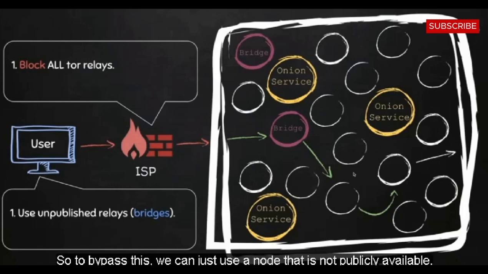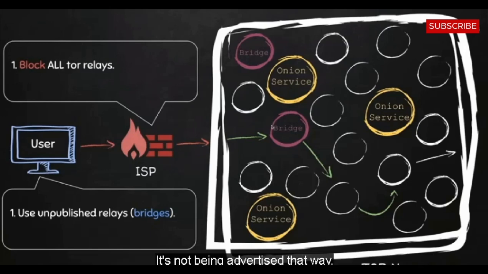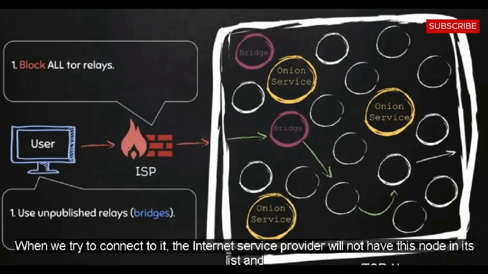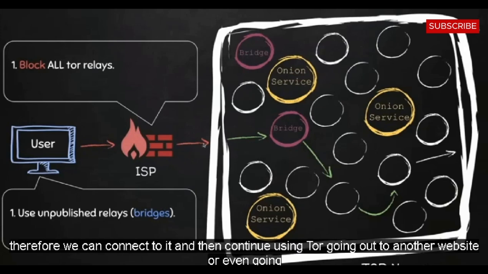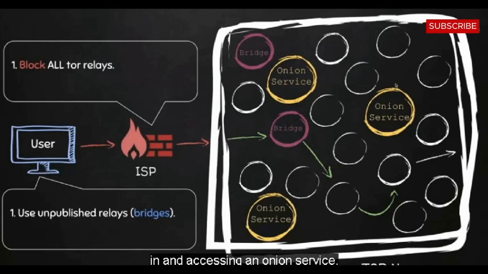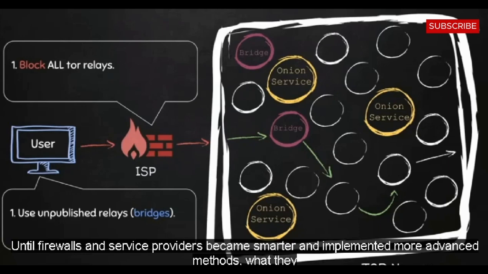So to bypass this, we can just use a node that is not publicly available. It's not being advertised. That way, when we try to connect to it, the internet service provider will not have this node in its list, and therefore we can connect to it and then continue using Tor, going out to another website, or even going in and accessing an onion service. So this is pretty good. It's a pretty good solution until firewalls and service providers became smarter and implemented more advanced methods.